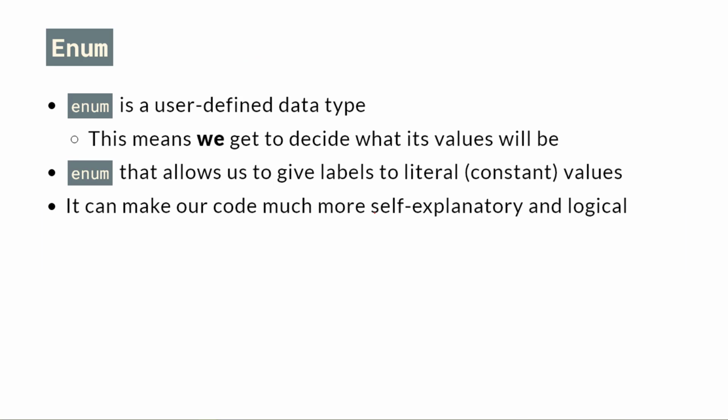So, enum. Enum is a user-defined data type. What that means is that you and I get to decide what the values will be. Okay? Basically, what it's letting us do is give very specific labels to literal values. Okay? And it makes our code easier to read. Again, that's the whole point.